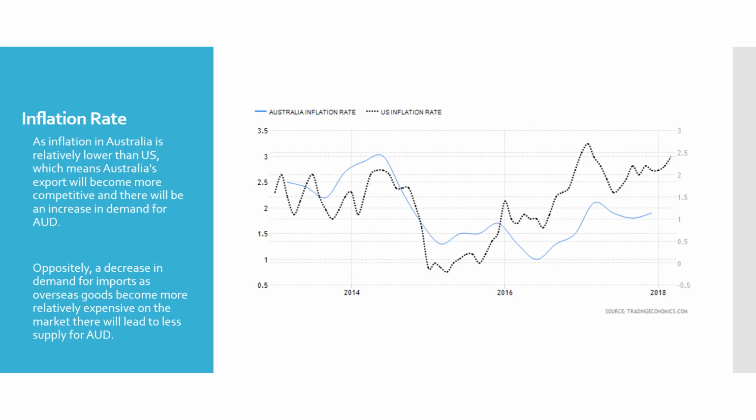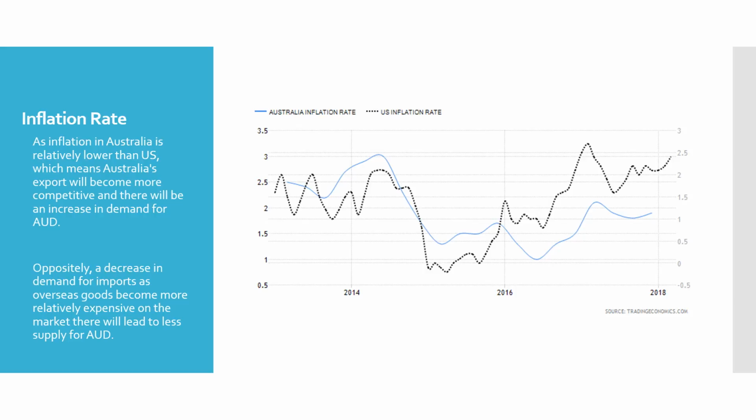However, consumer prices in Australia rose 1.9% through the year to the December quarter of 2017, following a 1.8% rise in the last quarter and compared with the market consensus of a 2.0% rise. As inflation in Australia is relatively lower than the US, this means Australia's exports will increase, as well as demand for AUD. Oppositely, a decrease in demand for imports will lead to less supply of the AUD.